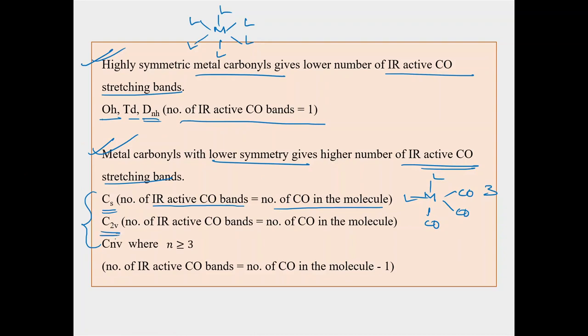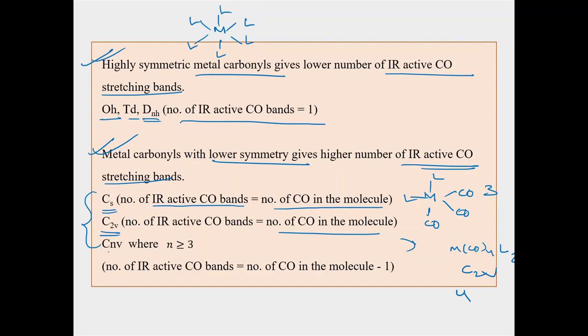Then for molecules with C2v point group, the number of IR active bands is equal to the number of CO in the molecule. Okay, the example you can take, let's say, MCO4L2. In this case also we can see this is having C2v point group and 4 COs are present there. So the number of IR active CO bands in this molecule is 4.